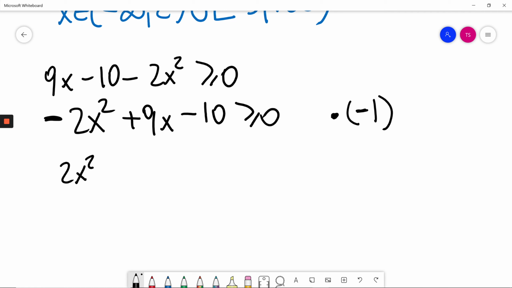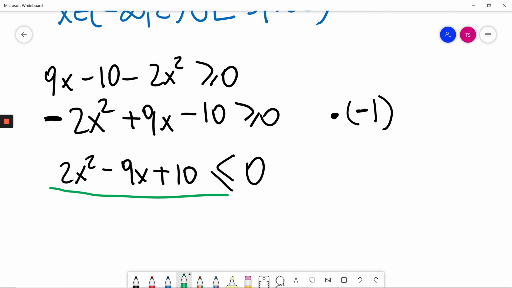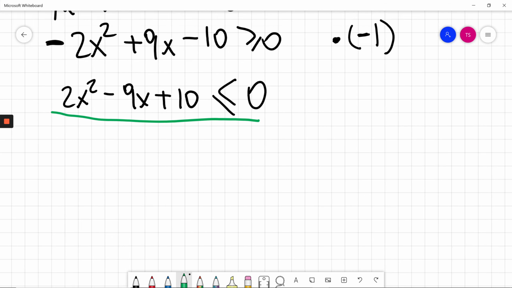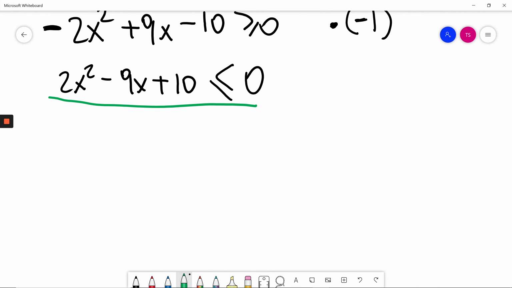2x squared minus 9x plus 10. When I multiply or divide by a negative when I solve an inequality, I need to remember to change the sign of the inequality. It was more or equal, now it will be less or equal to 0. And now I will solve this inequality. It will be a little easier. So again, coefficient a is 2, b is negative 9, and c is equal to 10.